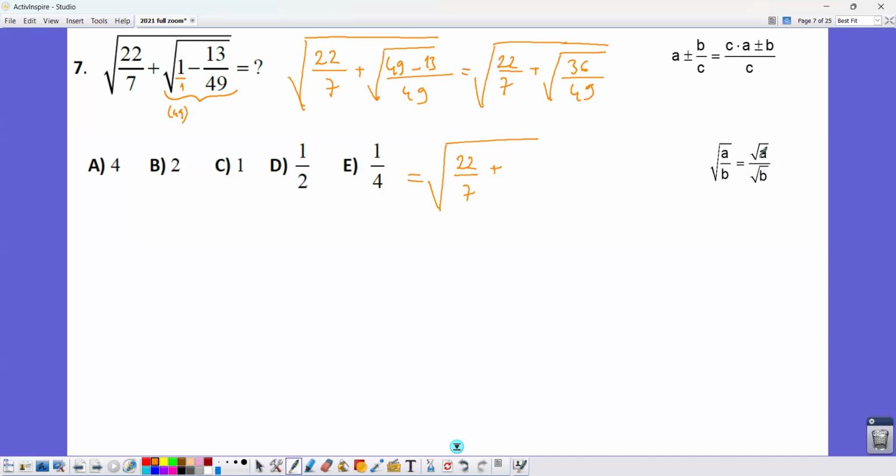Do we know the square root of 36 and the square root of 49? Yes, so we can use this property: if you have a root of a fraction, the square root goes to the numerator and denominator separately. So the square root of 36 is 6, and the square root of 49 is 7. Now we have the same denominators, so I only add the numerators. I have 22 plus 6 over 7, so this becomes 28 over 7, which is 4. So the root of 4 is 2. The result is 2 here.